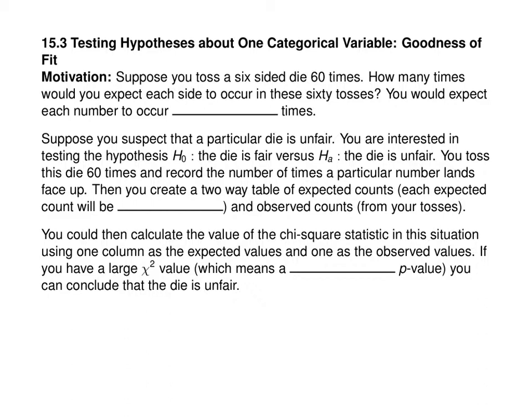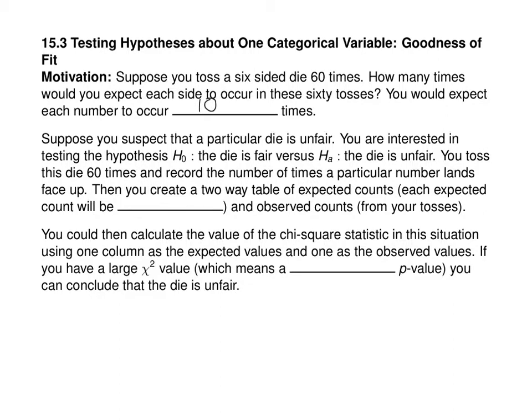So if your die is fair, every side shows up with probability 1/6. So 1/6 times 60 means each side would show up about 10 times. And that would be true on average.